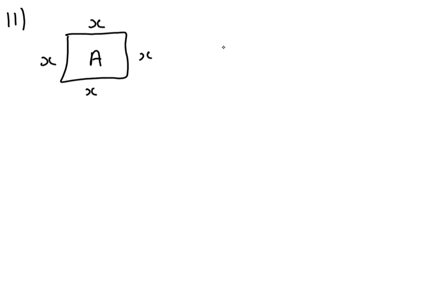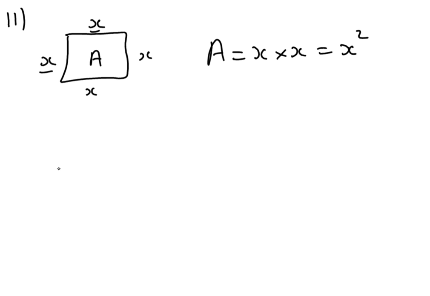So if it's a square by definition, all the sides are then X, and we need to work out the area. So the area is going to be equal to, well, how would you work it out? You times X by X, length times width. So it's X times by X, and you can write that as X squared.